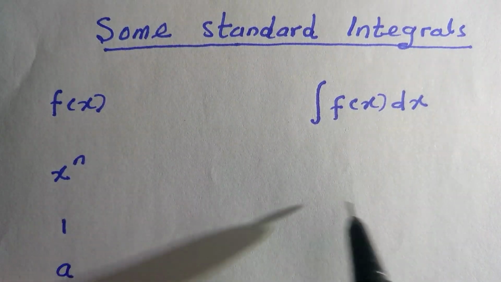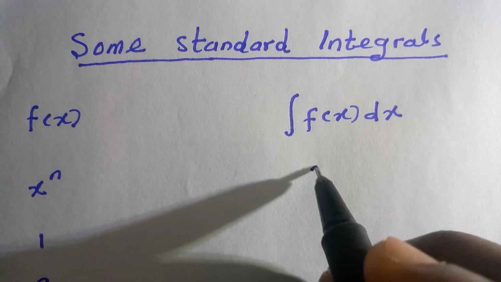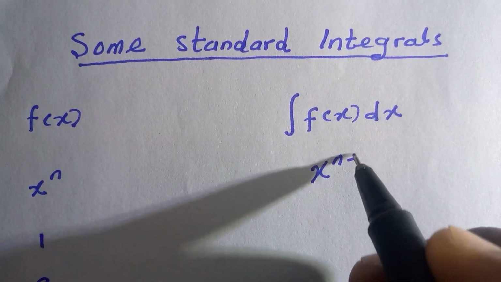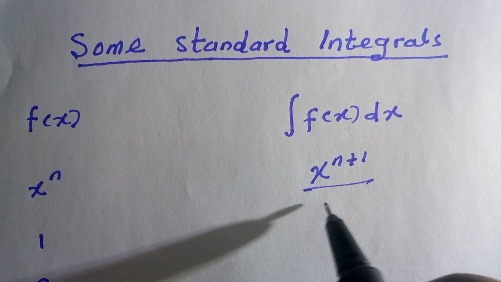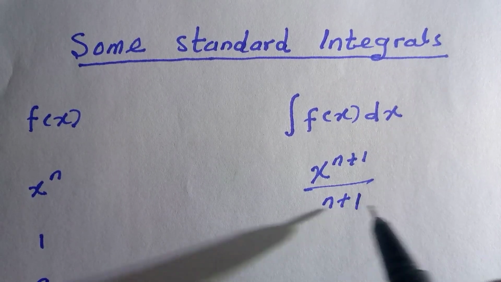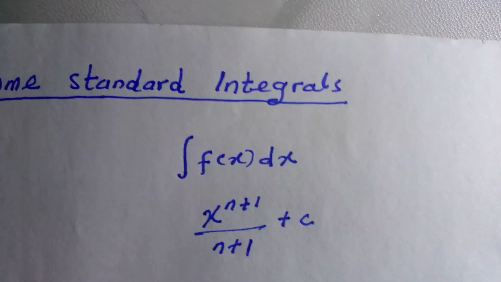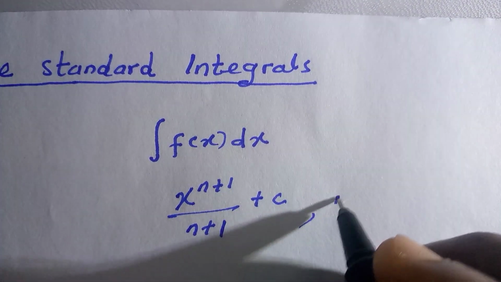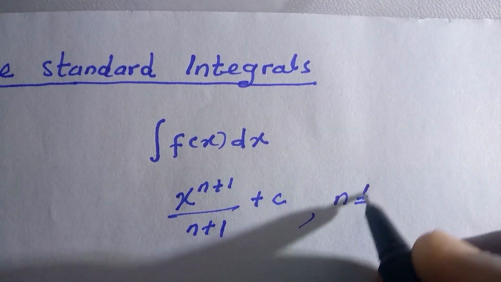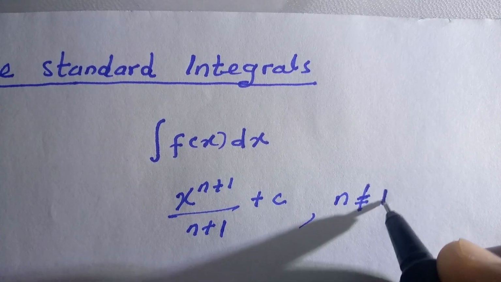Here I want to show you some standard integrals. We'll be given the expression, and I want to integrate it. So the first one is x raised to power n. The result is x raised to power n plus 1, divided by n plus 1, plus the constant, which is very, very important. This is provided that n is not equal to minus 1.